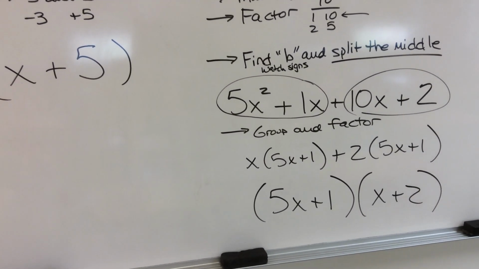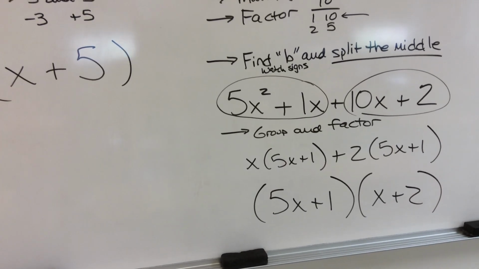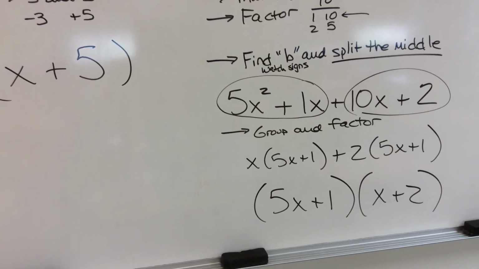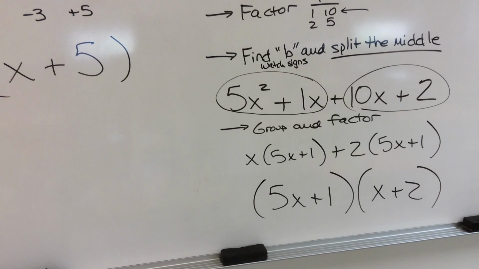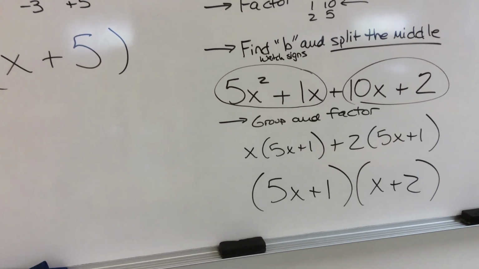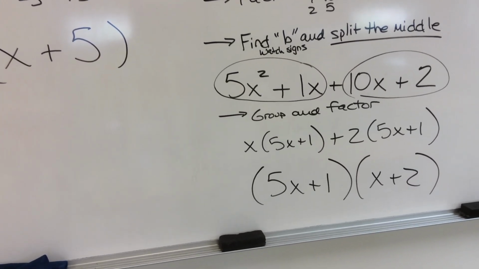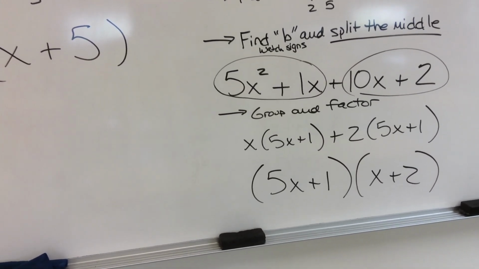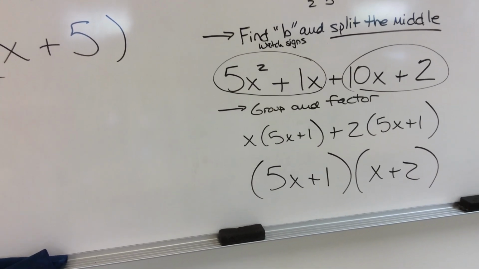So then my final answer is that repeating binomial, 5x plus 1. We only use it once. And then what's left over? x plus 2 is the other binomial that we factored out. So that's my second binomial. So there's my final answer.